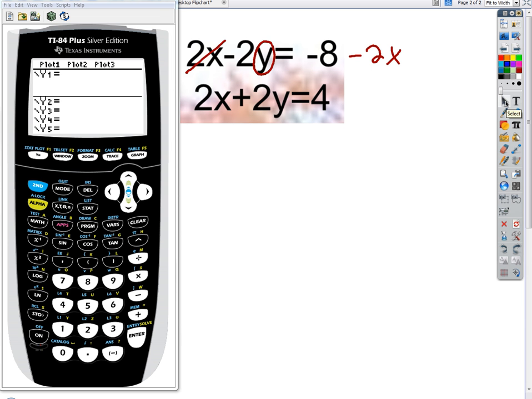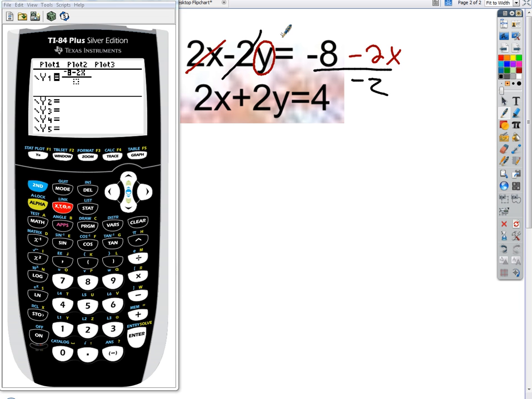So on the calculator, I'm going to show you two ways to do this. One of them is going to be to use the fraction template. If I just go alpha F1 and choose a fraction template, if I'm trying to get the y by itself, I just got rid of that 2x term. On the other side, I've already got a negative 8, so I start with that. I subtracted 2x from it, right? And now what's the last step? Divide the whole thing by negative 2 to get the y by itself, right?